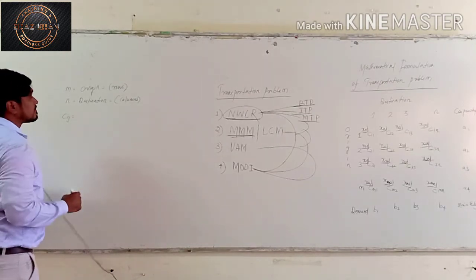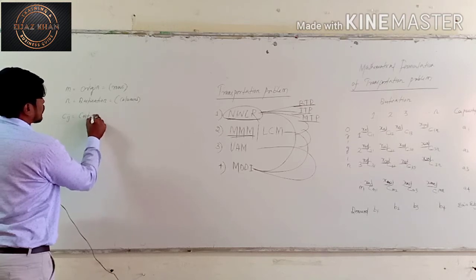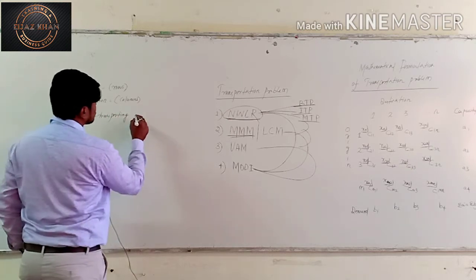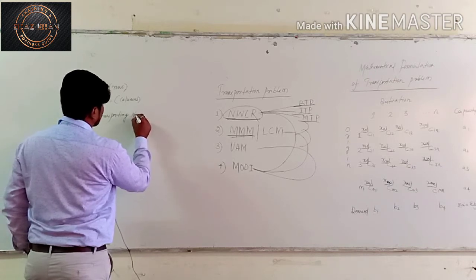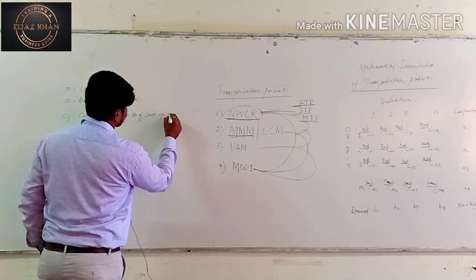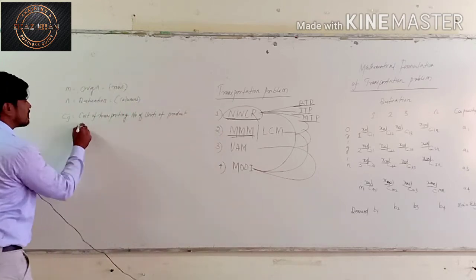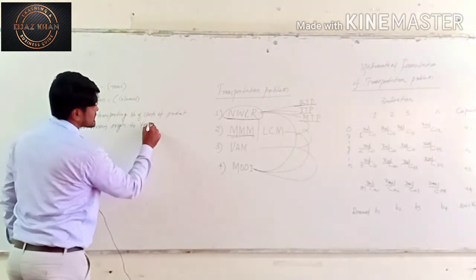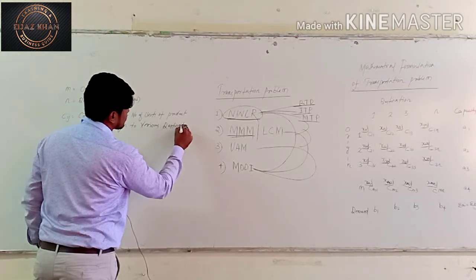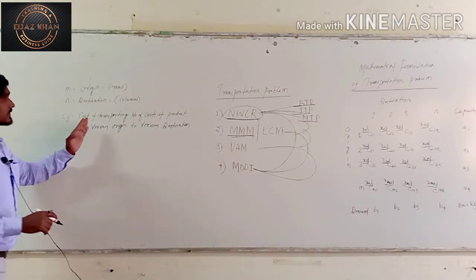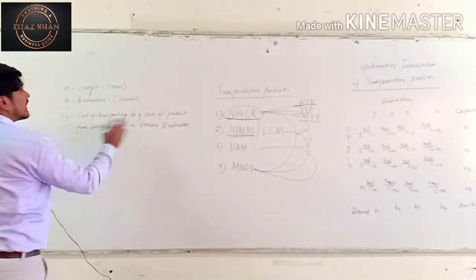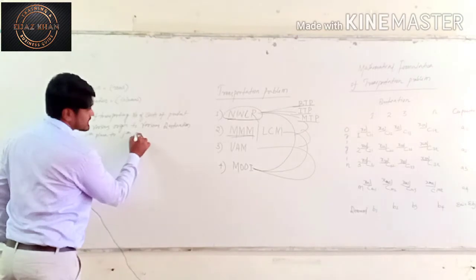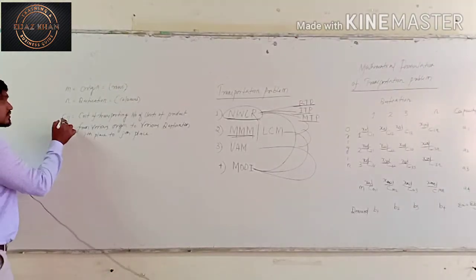CIJ. What is CIJ? Cost of transporting number of units of a product from various origins to various destinations, right? The cost of transporting a number of units from origin to destination, or ith place to jth place. Number of origin to number of destination is called CIJ.